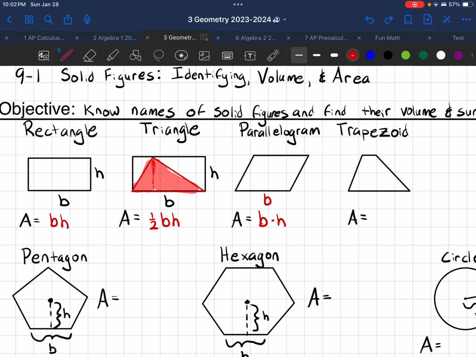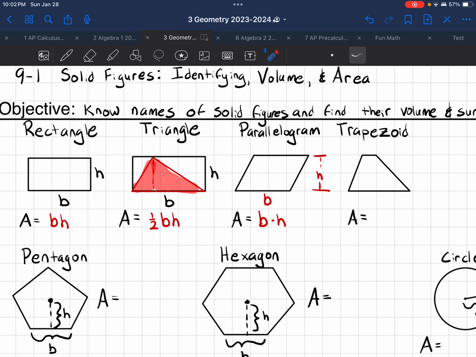Okay, and I should be careful here. I have to say this exact distance from here to here is the height. I don't want you to think that this length right here is the height. It's not some diagonal. It always has to be a 90-degree angle to this base, otherwise it doesn't work.